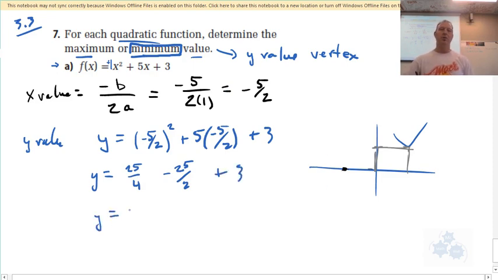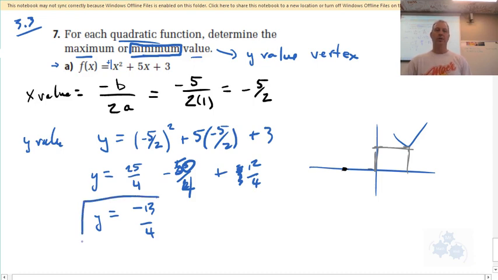And again, we could just pump this into our calculator, but we're looking for comfortability working with exact values and with fractions. So let's practice working with fractions. We want to make sure that we have a common denominator for all these. So let's make this over 4. Let's make this 50 over 4. And let's make this over 4 as well. So that's going to be 12 over 4. That's what 3 is. So if we do all that, 25 minus 50 is negative 25, plus 12 would be negative 13 over 4.